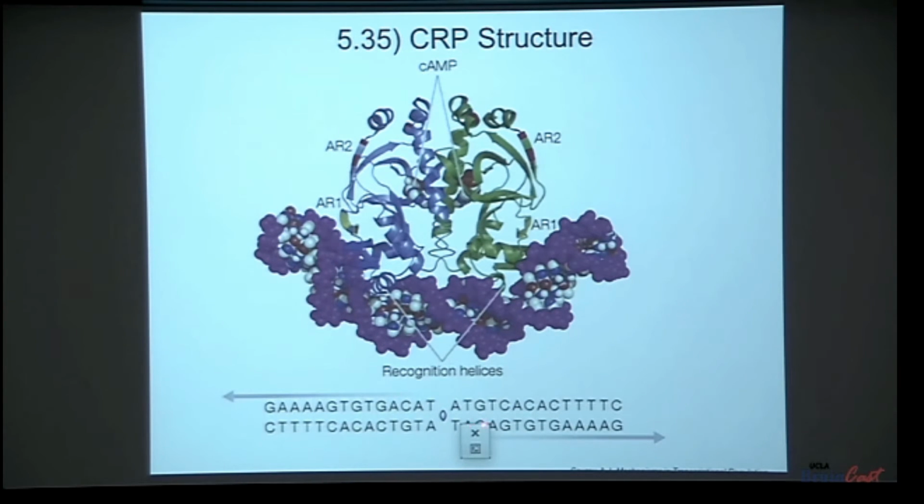Okay. And what we can see is that the two halves of the recognition site are identical to one another. This is a symmetric recognition site. So this strand has the same sequence as this strand.